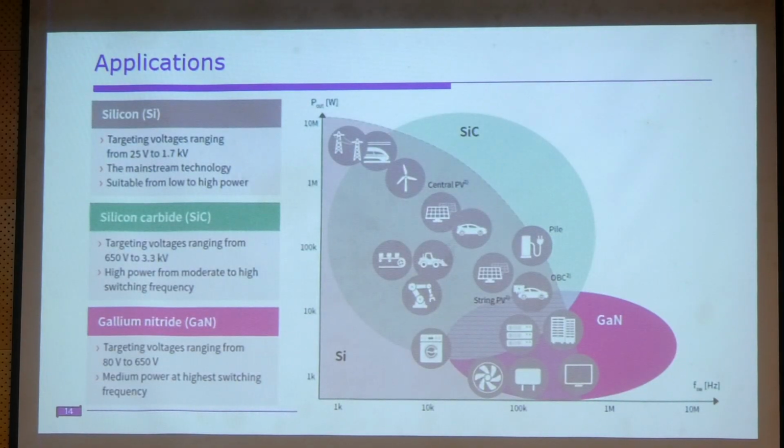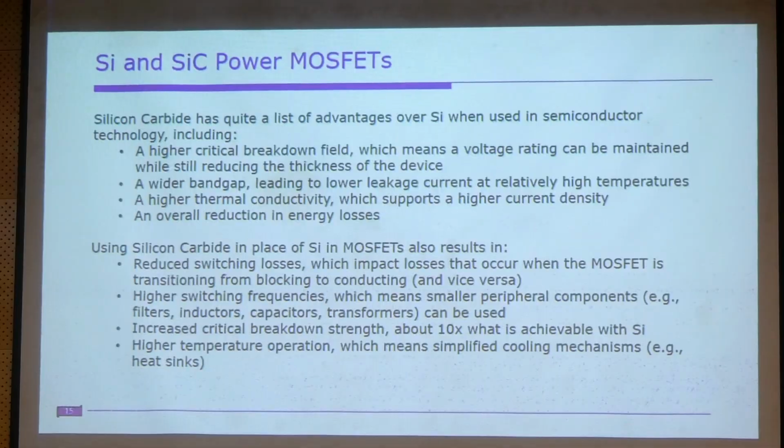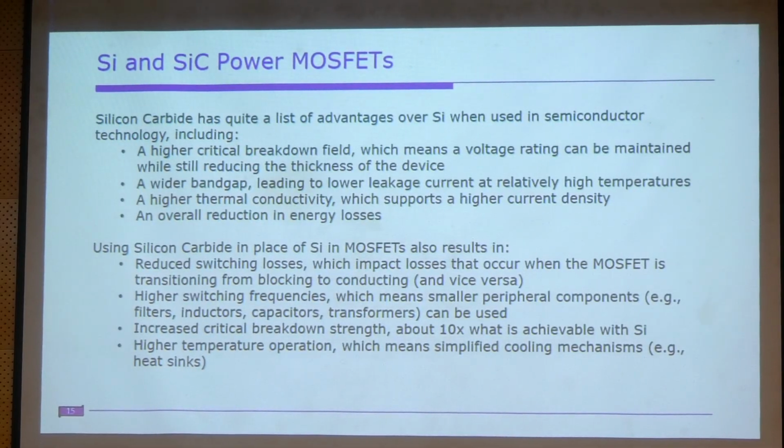This is what is summarized: silicon carbide devices are used for high power applications like the electric vehicle drivetrain or renewable energy integration, whereas GaN devices are used for high frequency, low power applications like mobile chargers. So this is what we summarized here.